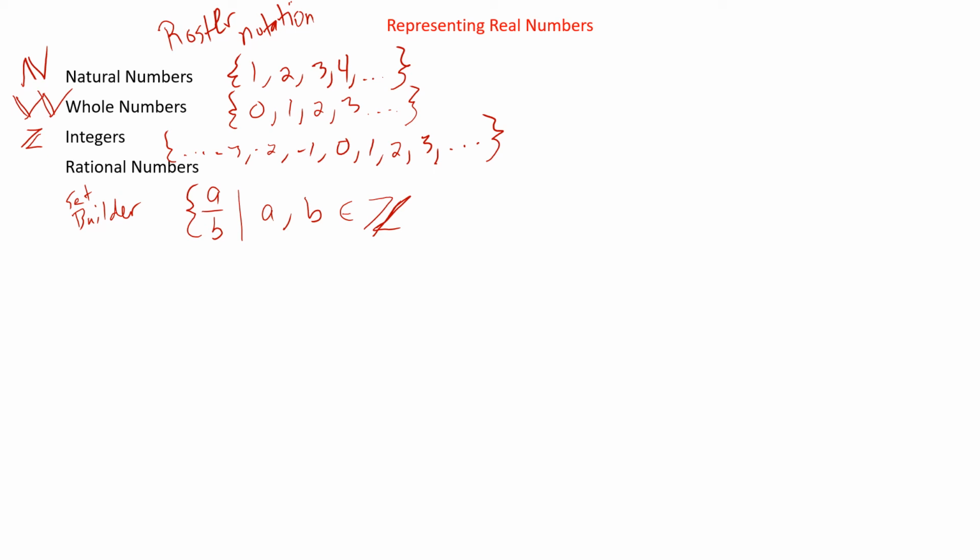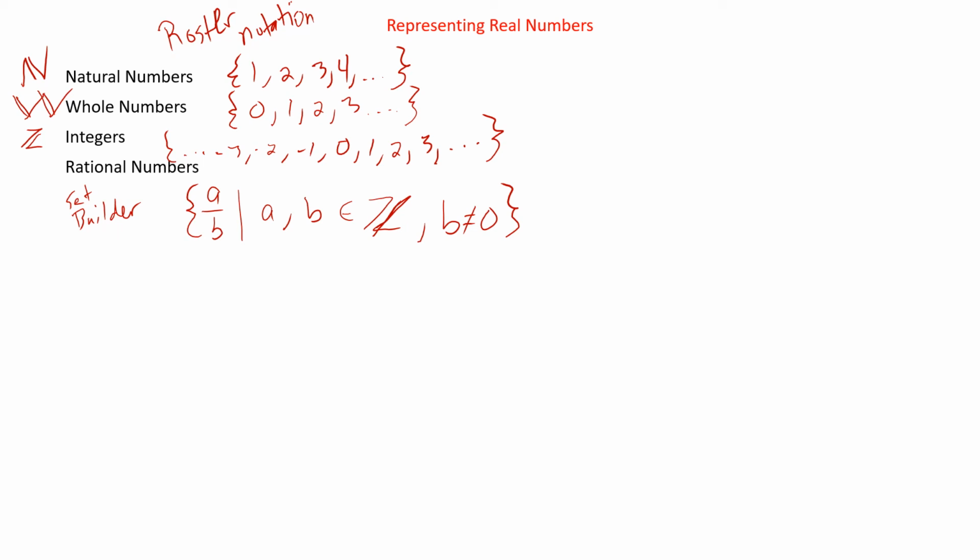And then the b can't be 0. Because when we divide by 0, bad stuff happens. When we divide by 0, that's when we get 2020. And then end the bracket. So this says all numbers a over b, such that a and b are integers and b does not equal 0. That gives us all the rational numbers. It gives us every possible number that can be written as a fraction of integers.